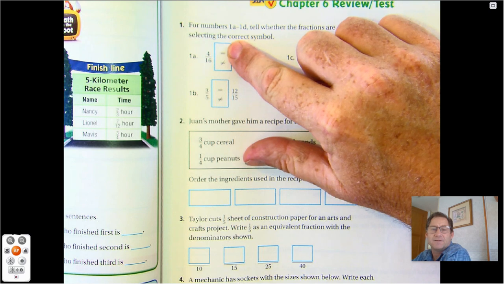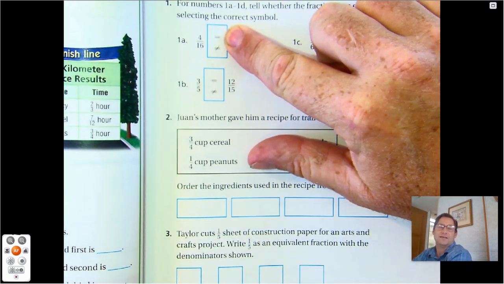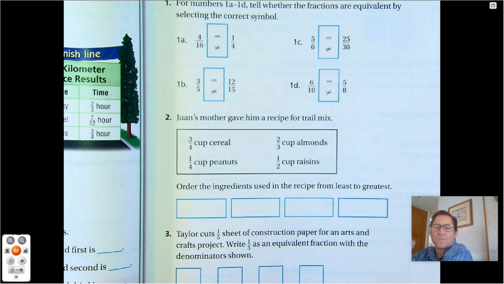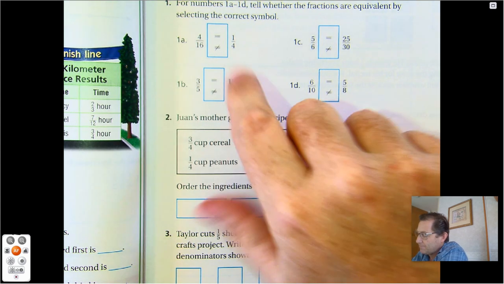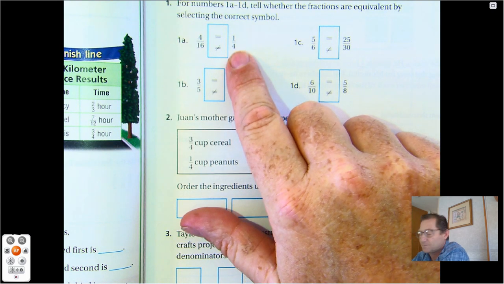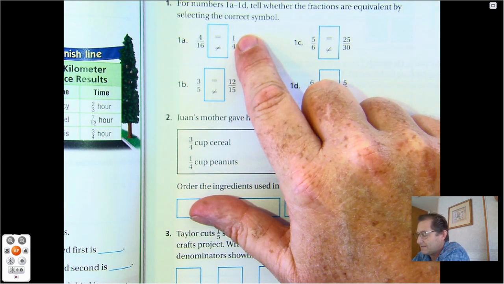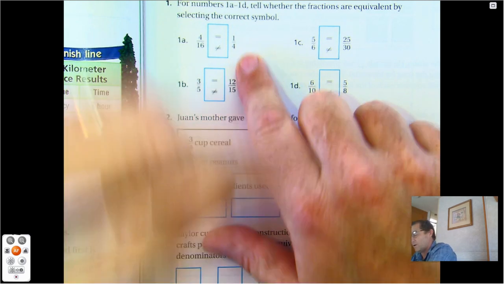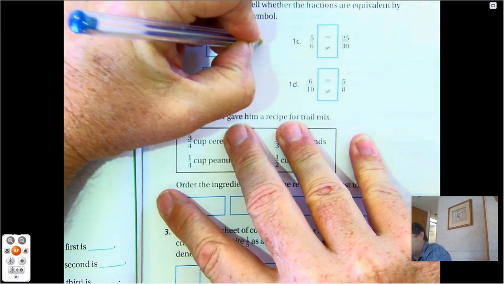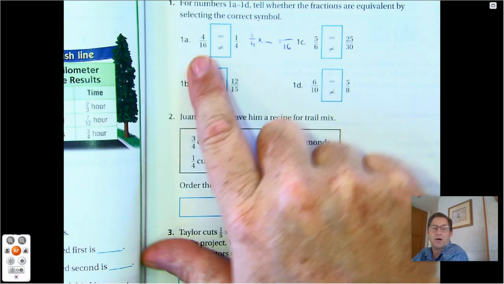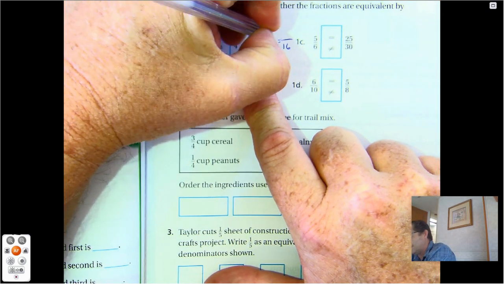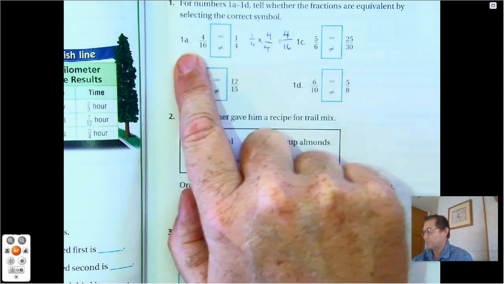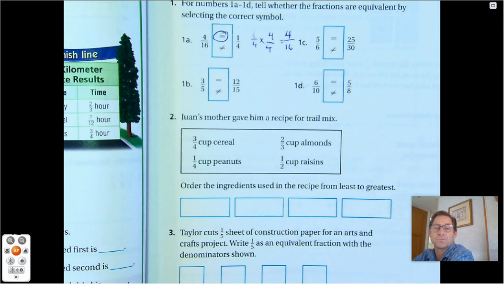So remember, that means equal and this is not equal. All right, so when we're comparing these, we're going to use the different strategies we've learned through this chapter. And so this one, I'm going to look at the fact that this is in simplest form, the 1/4. So I'm going to multiply 1/4 by a factor that will give me a common denominator of 16 sixteenths. So 4 times 4 is 16. So 4/16. So yes, those two are equal.